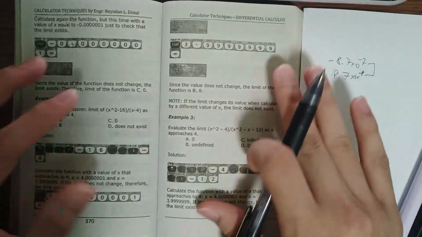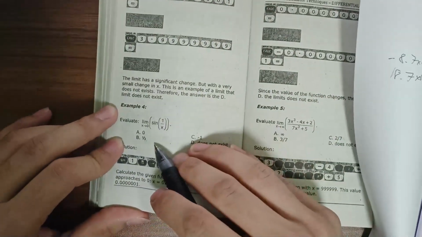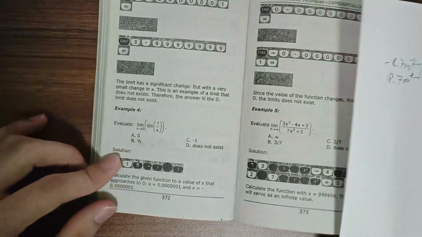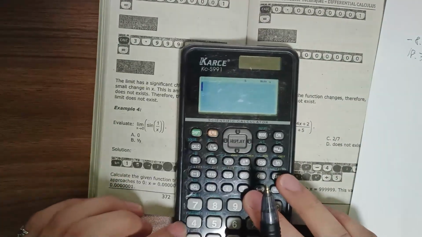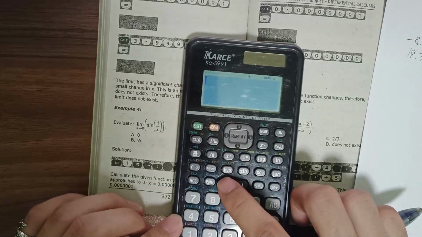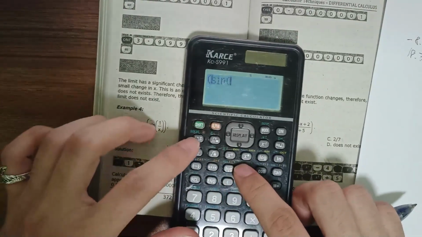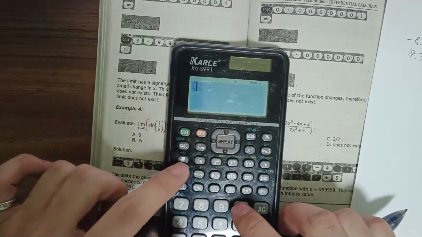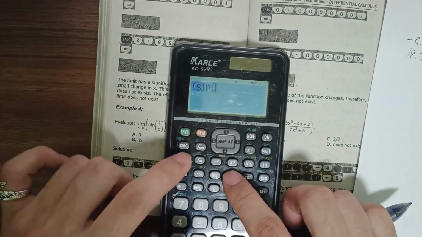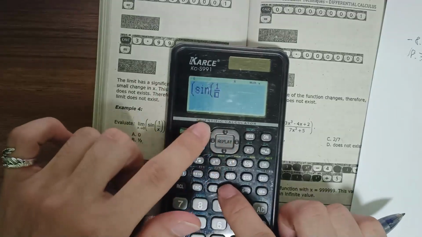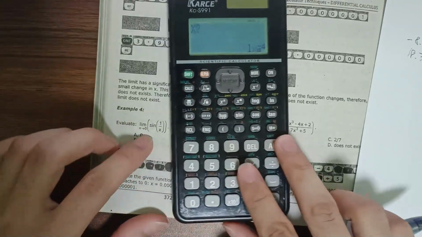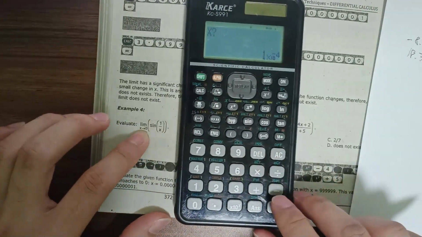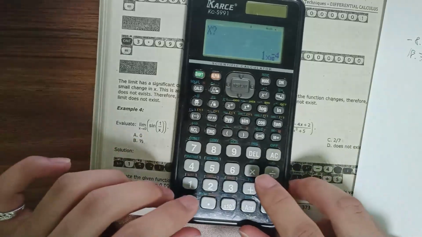Next problem. Let's take, let's say, example number 4. So evaluate this. Okay. So we're going to do that same problem again. Same method. Type the function sine 1 over x. Alright. Press calc. Approach both sides, negative 0, left side of 0, and then right side of 0.